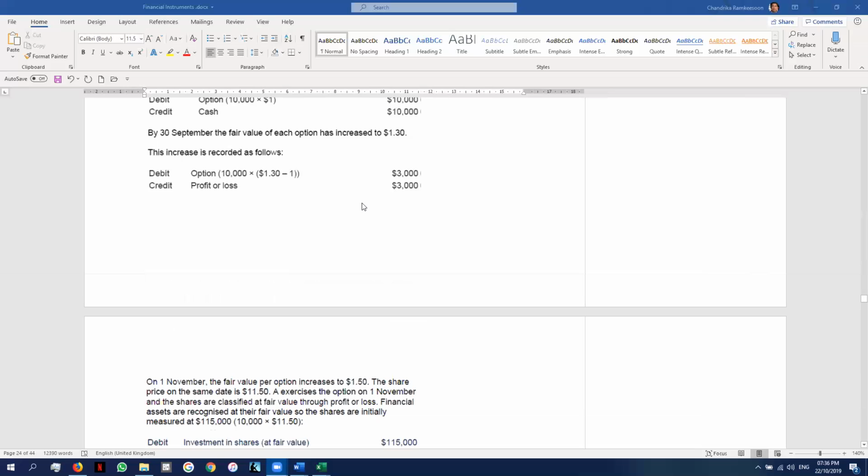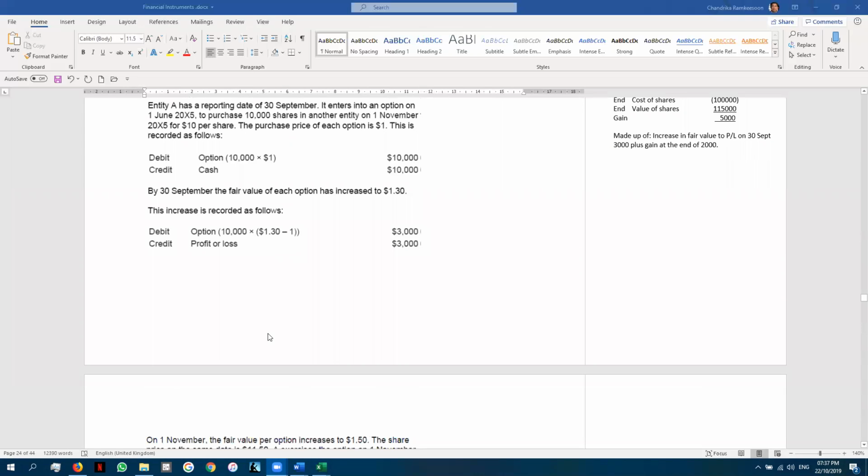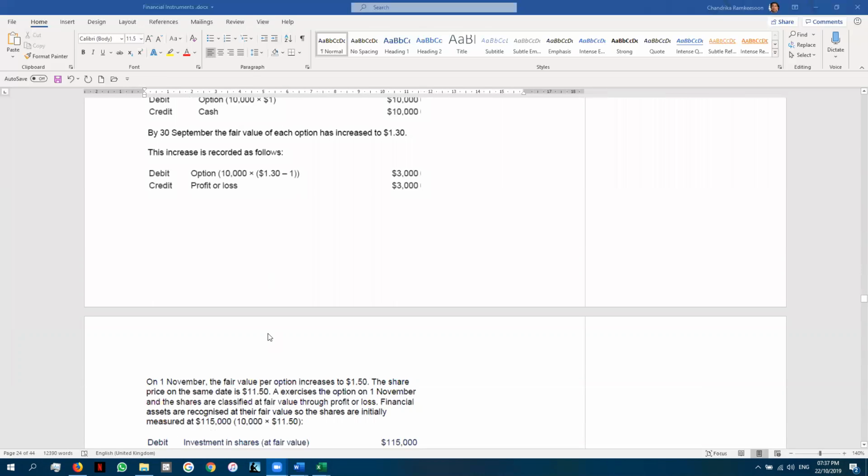Now, this was at the reporting date. Remember, the transaction date is the 1st November. On 1st November, the fair value per option increases to $1.50. So the option value goes up again. Now, what you normally find is that there is a positive correlation between the fair value of the option and the price of the share. Usually, as one goes up, the other one will go up as well.